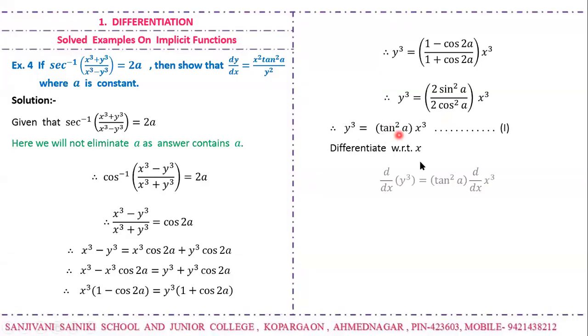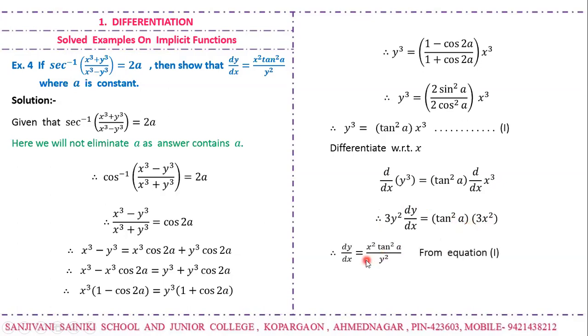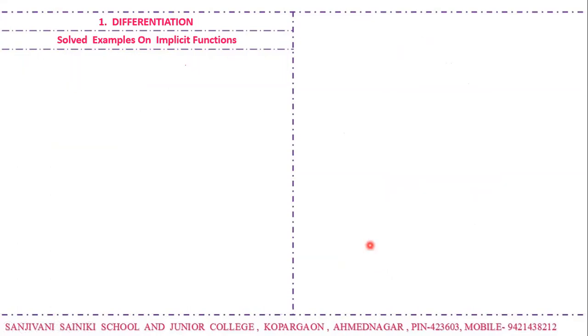So after differentiating it, we get derivative of y^3 is 3y square dy by dx, and tan square a is constant, so we only have to find the derivative of x^3. It is 3x square. Both sides have 3, so they cancel each other, and then we get dy by dx as x square tan square a upon y square. This is the derivative of the function.